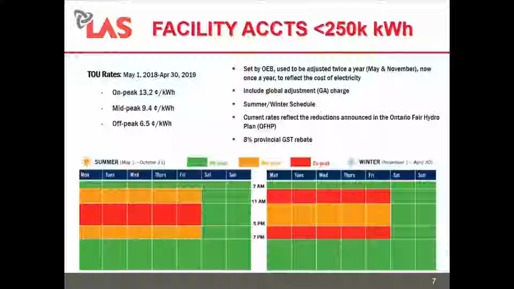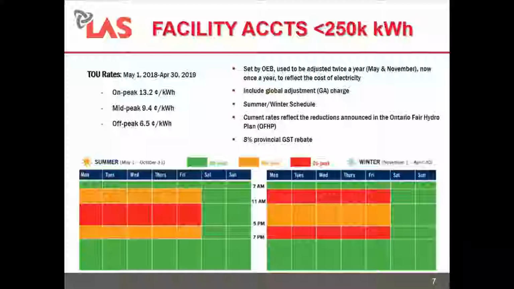It used to be adjusted twice a year, in May and in November. Because of the new Fair Hydro Plan introduced last year, from 2017 this rate applies to the whole year. It won't adjust every 6 months. It will only adjust once a year.